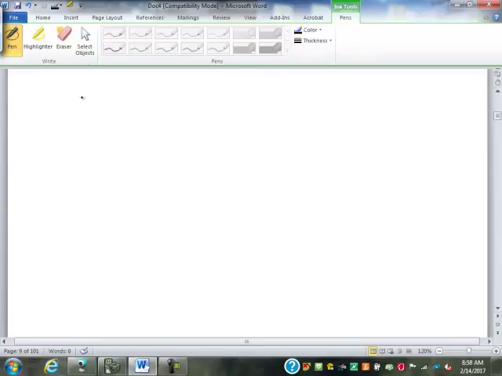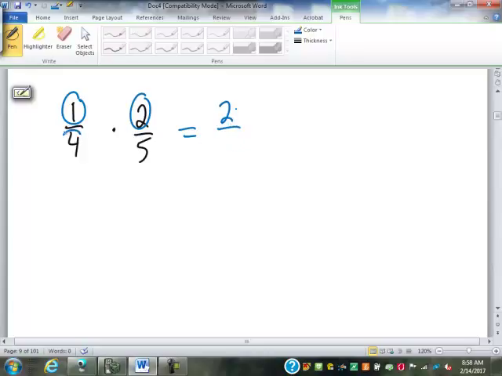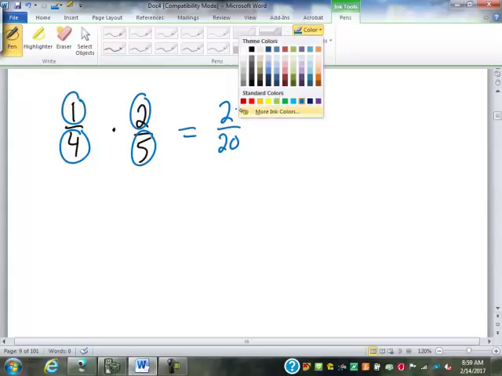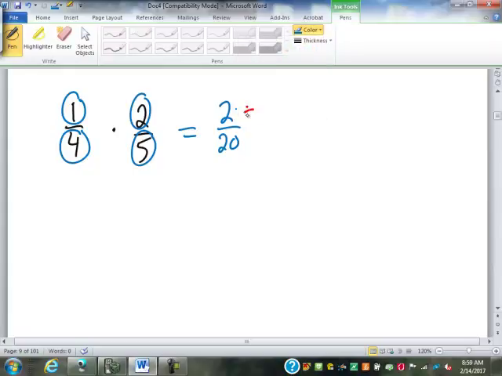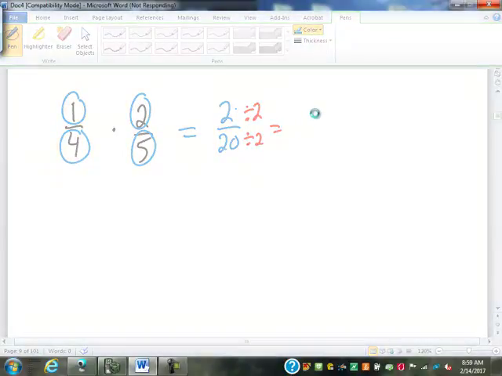When we multiply, let's say we got 1/4 times 2/5. We multiply the counts, which is our numerators. 1 times 2 is 2. And we multiply the names, which is our denominators. 4 times 5 is 20. Now, of course, we can see we can reduce that. Both of those can be divided by 2. Just 1/10.